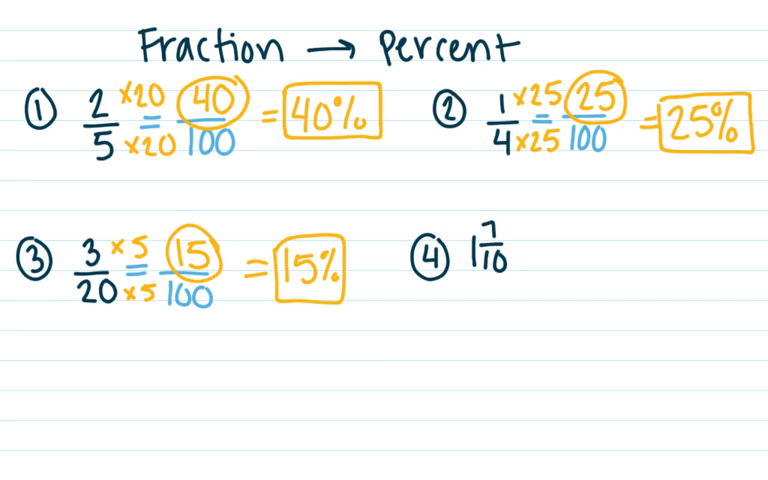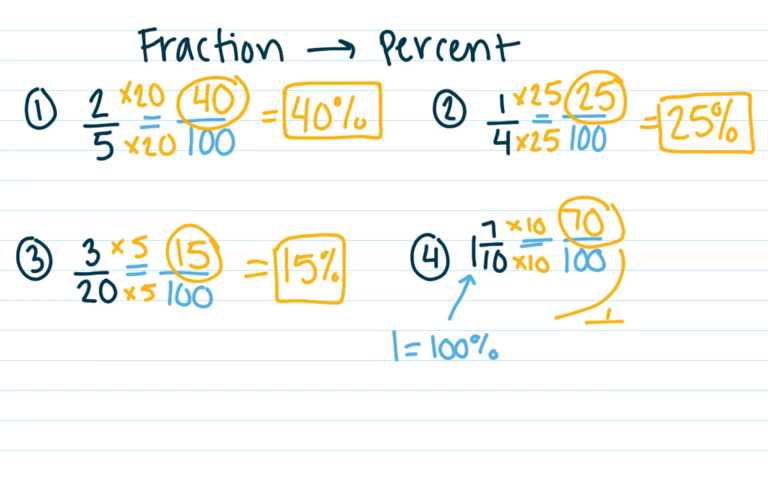On number 4, I have a mixed number. Now, there's 2 different ways that you can think about this. Again, we know that this 1 right here, a whole number, 1, equals 100%. So that just means we have to figure out what this 7/10 is. Again, our whole goal is to get that denominator to 100. 10 times 10 gets me to 100. So 7 times 10 is 70. So there is my percent. Now, don't forget, you have to add it to this 100% down here. And so our final answer is going to be 170%.